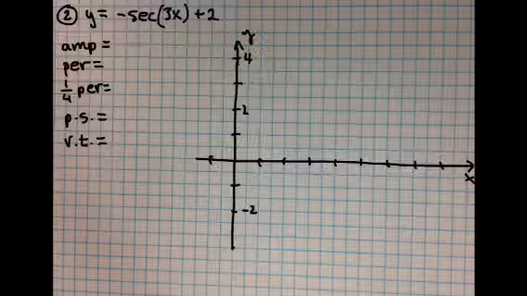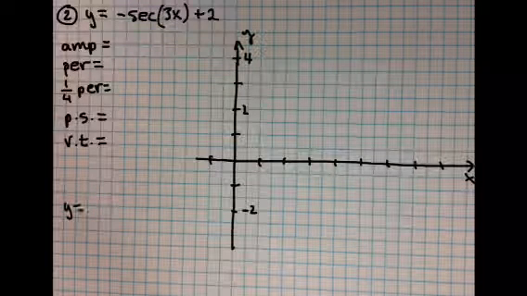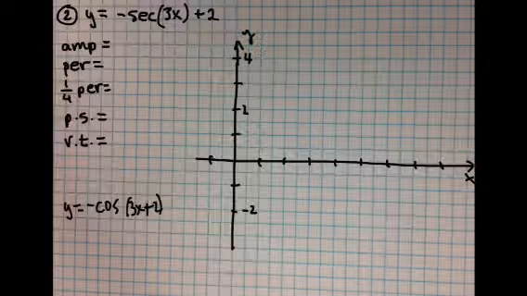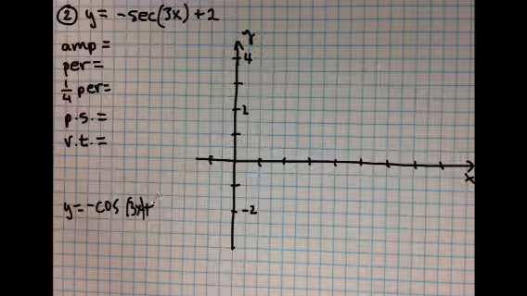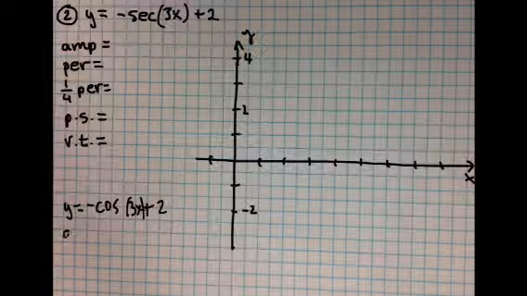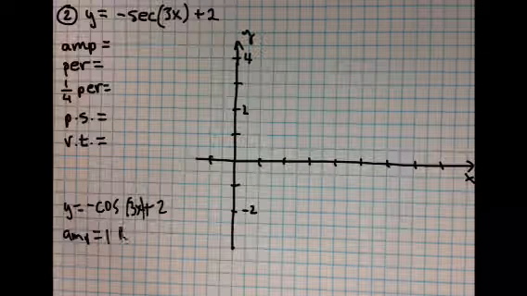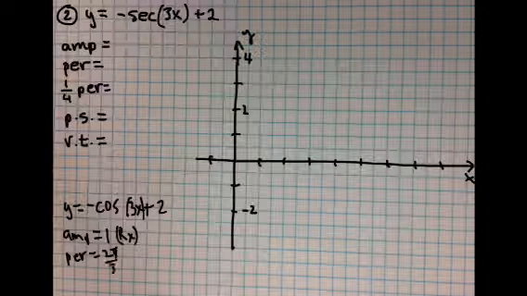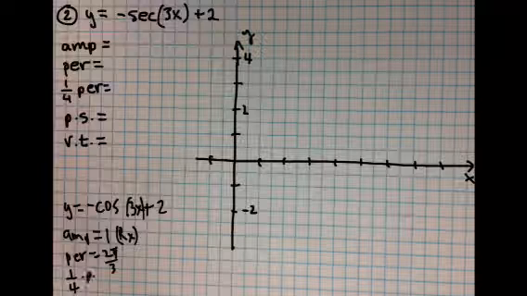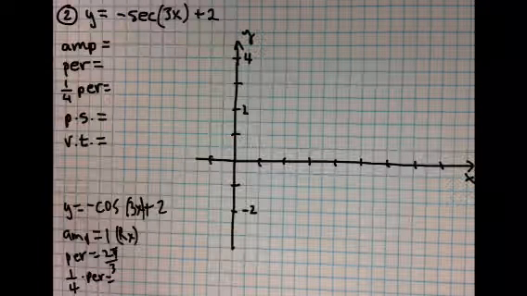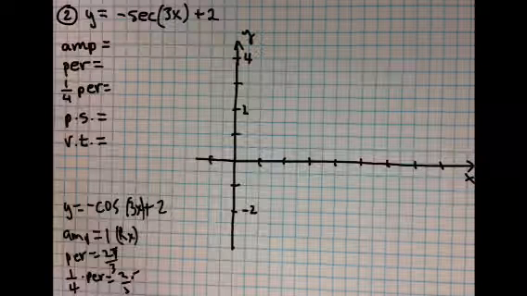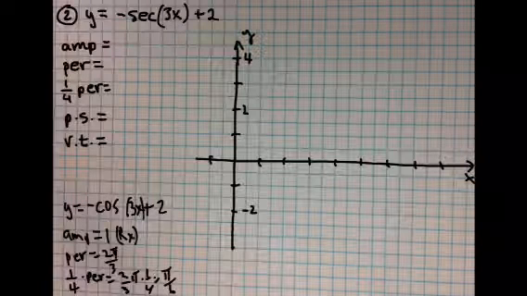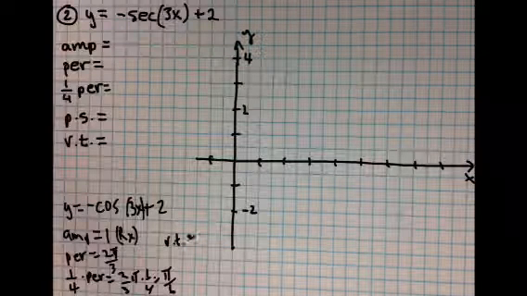Alright, so for the secant function, remember we think of it in terms of y equals negative cosine. It's the reciprocal. 3x plus 2, in parentheses there. So the amplitude is 1 with the reflection over the x-axis. The period is 2 pi over 3. A fourth of the period is 2 pi over 3 times a fourth, so that's pi over 6. No phase shift and vertical translation of 2, right?